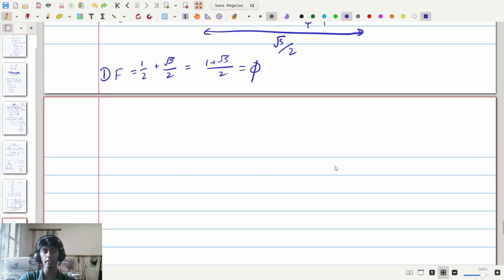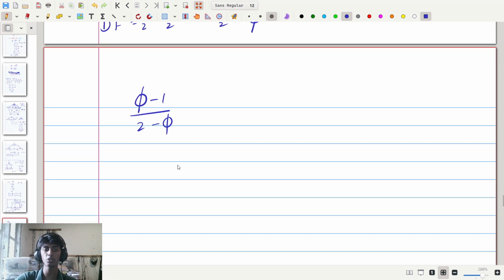So let's evaluate that value. What we have is phi minus 1 divided by 2 minus phi, and I'm claiming that this is equal to the golden ratio. So in order to simplify this, what I'm going to do is use some identities that we know.